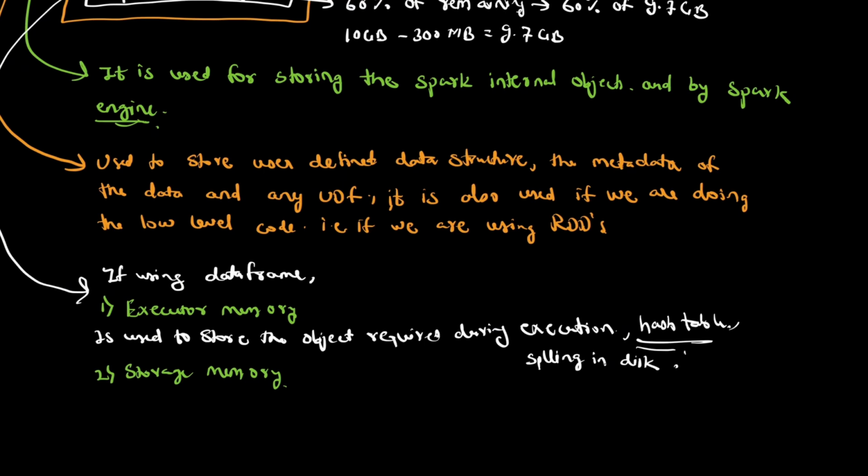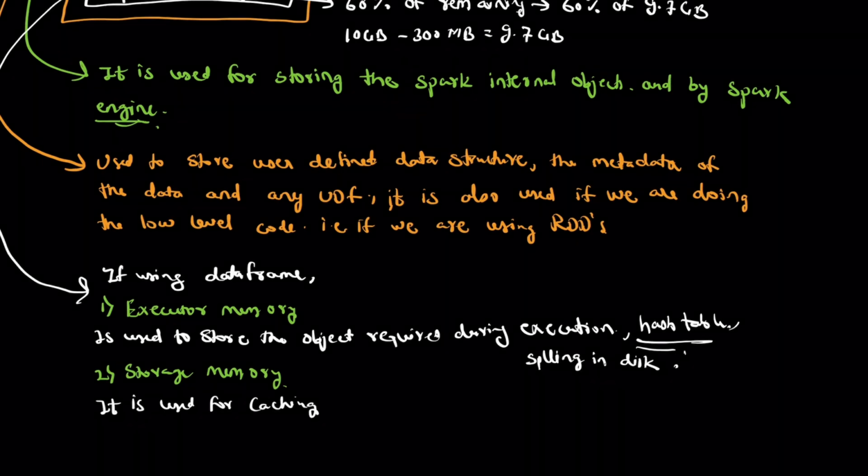Whereas storage memory is used for caching. So we can store the intermediate result in storage memory.